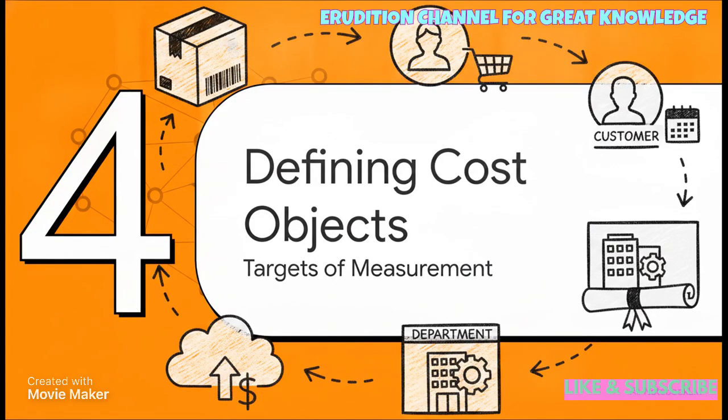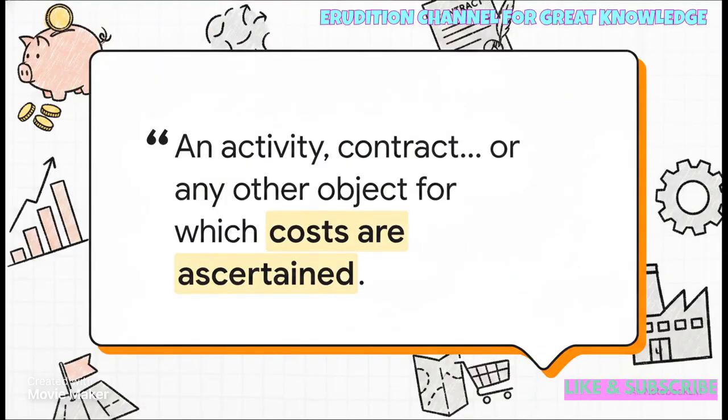Section 4. Defining cost objects. Targets of measurement. Put simply, a cost object is literally any item for which cost measurement is required. CMA and GAAP officially define it as an activity, contract, cost center, customer, process, product, project, service, or any other object for which costs are ascertained. You definitely need to recognize these exact phrases for your exam.